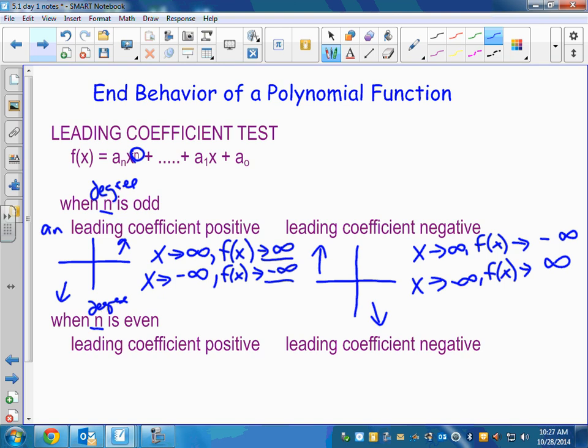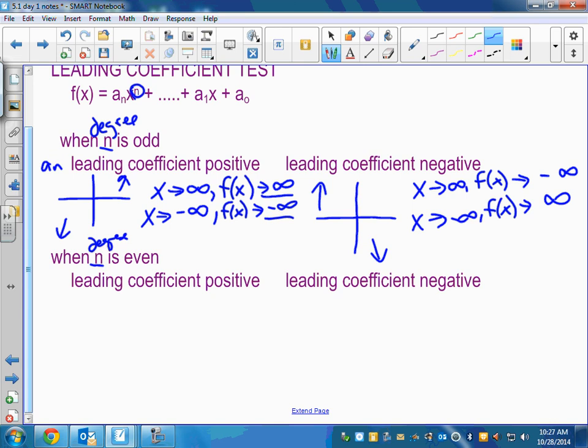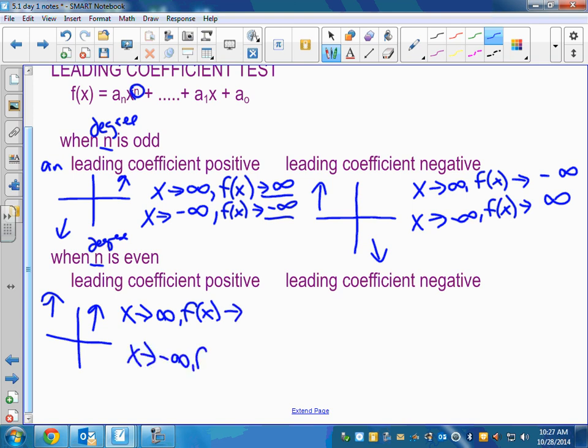When your degree is even, think about x squared. They always either both point up or they both point down. If your leading coefficient is positive, think about x squared. It points up. So that would mean both arrows, like a field goal. So on this one, since they both go up, my end answers are infinity, infinity.